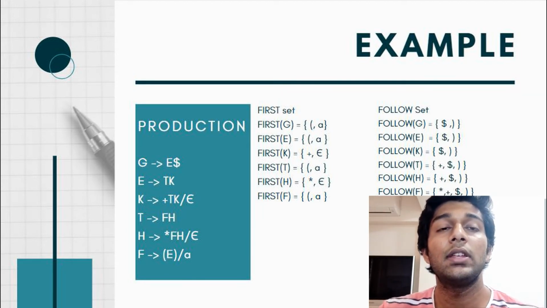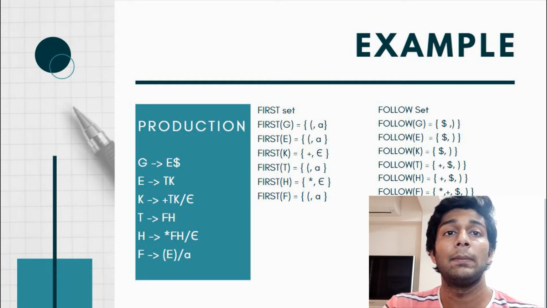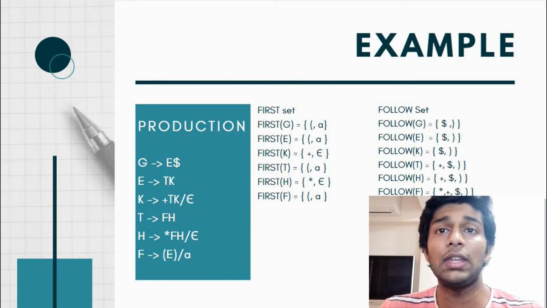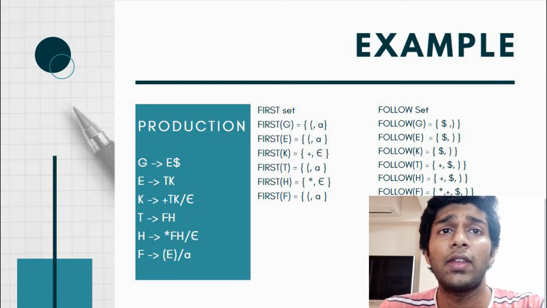Follow of T. We traverse the whole production to find where T appears. T appears in E and K. So from E we see that follow of T is dollar and the closing brace. Here it is TK, hence we have to find the first of K to find the follow of T. First of K is plus and epsilon.